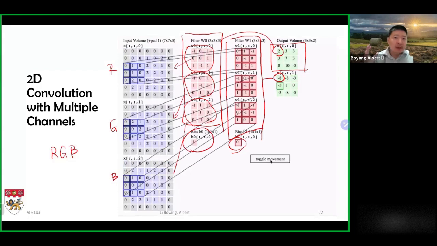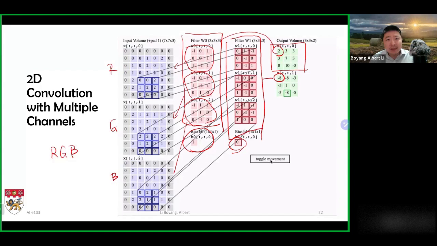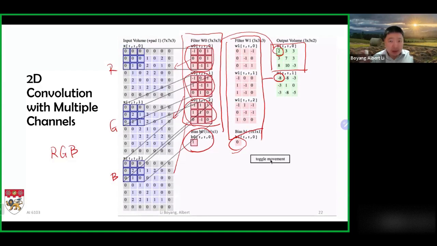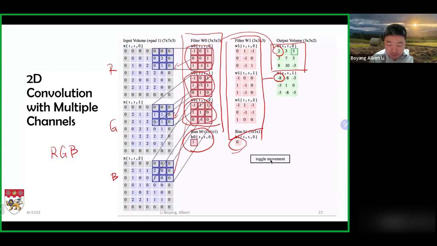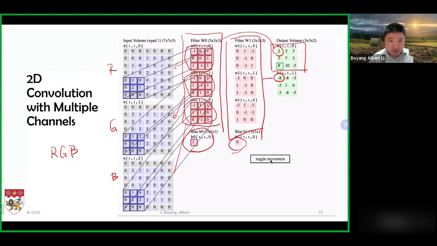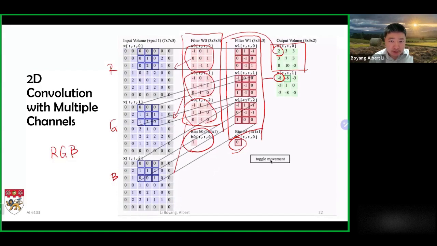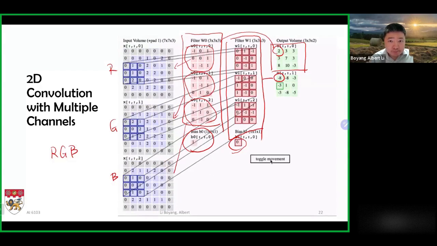We can have an arbitrary number of input channels and an arbitrary number of output channels by just changing how many 3x3 or n by n little filter matrices we have.